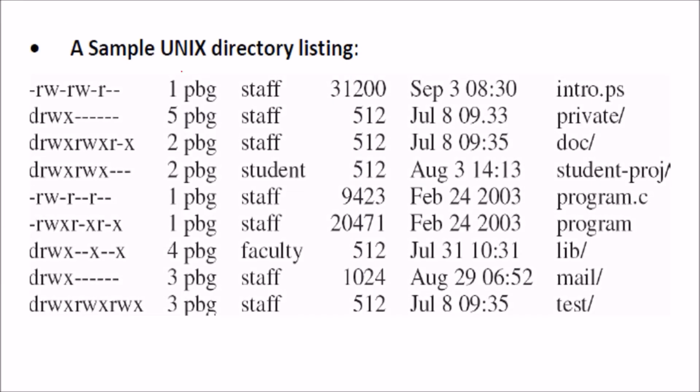This is a simple Unix directory listing. For example, we take the first one, RWX, which is read, write, execute. This is the information which says what is allowed for staff, what for faculty, and what for a student, that is, what access is being provided.